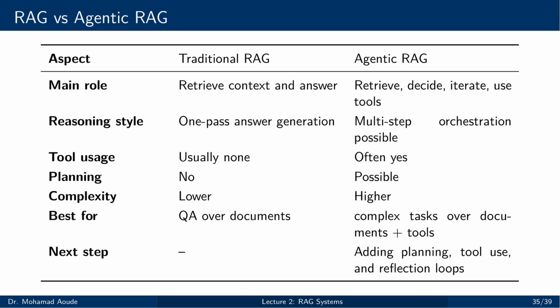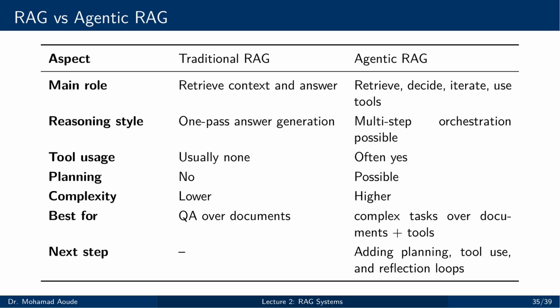Now let us make the contrast explicit. Traditional RAG retrieves context and answers. Agentic RAG can retrieve, decide, iterate, and use tools. Traditional RAG is usually one pass. Agentic RAG can support multi-step orchestration. Traditional RAG often has lower complexity and is well suited for question answering over document collections. Agentic RAG is more complex but better suited to workflows where the system must plan, act, and reassess.